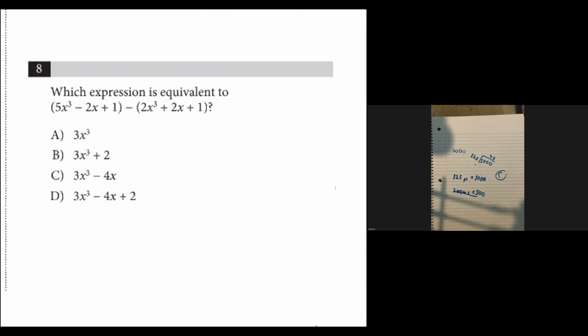All right, question 8. Which expression is equivalent to 5x cubed minus 2x plus 1, minus, in parentheses, 2x cubed plus 2x plus 1? I'll give you a minute. Try to solve it.